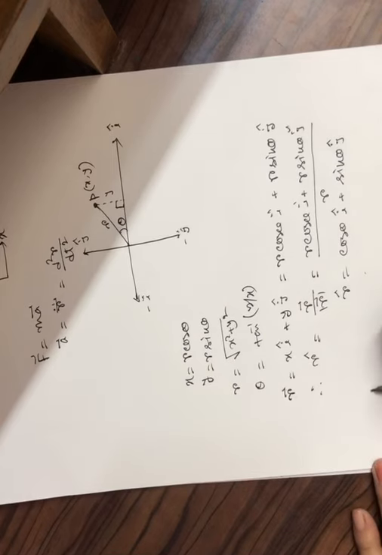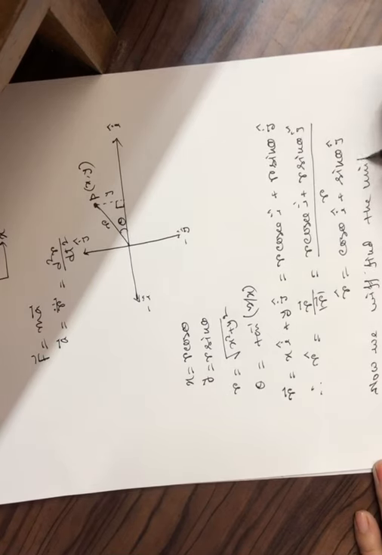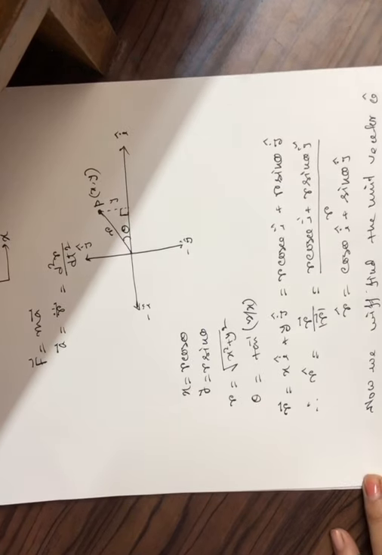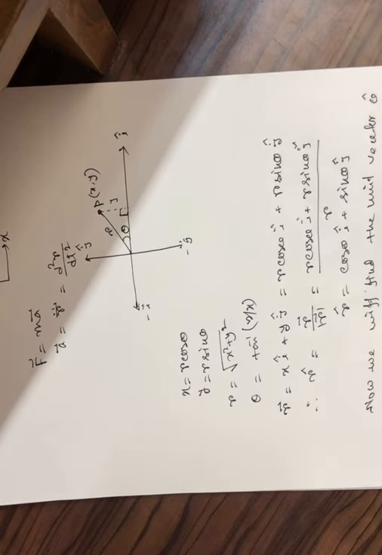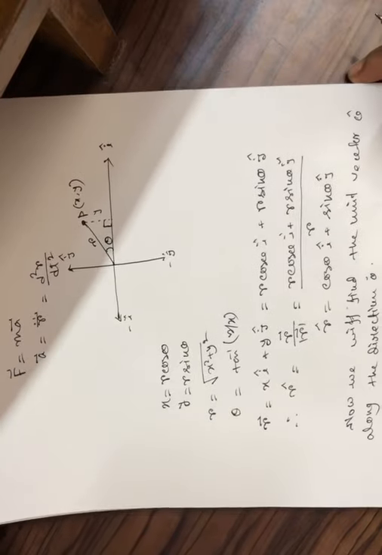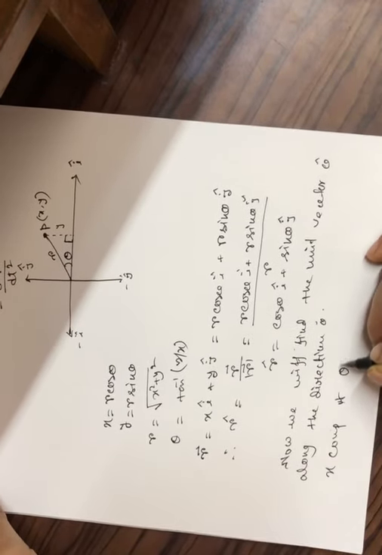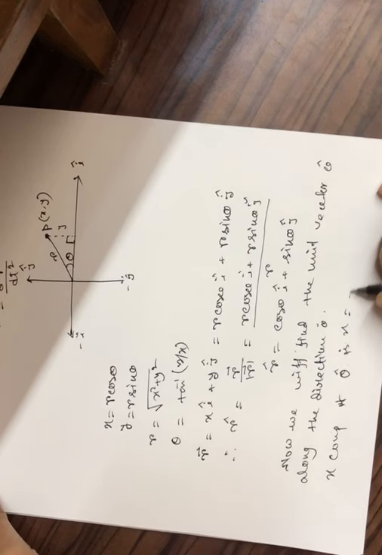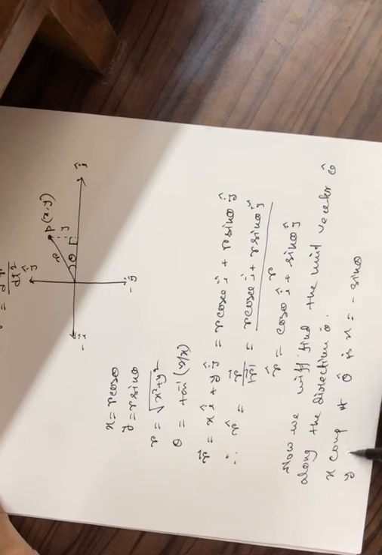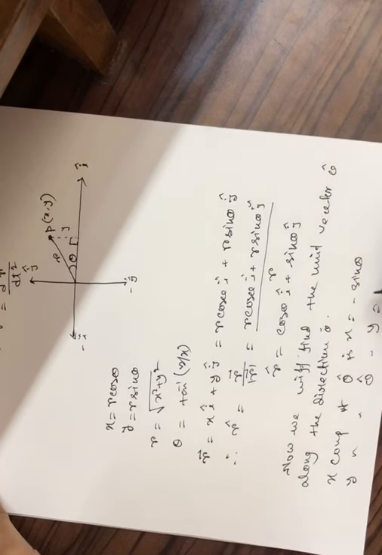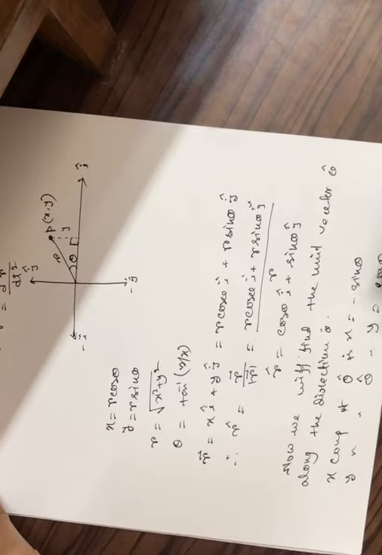Now we will find the unit vector theta cap along the direction of theta. The x component of theta cap is minus sin theta, and the y component of theta cap is cos theta. How can we write this?